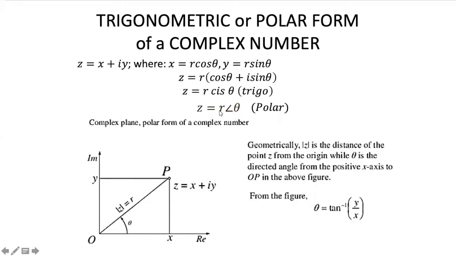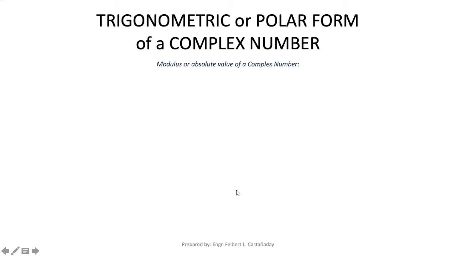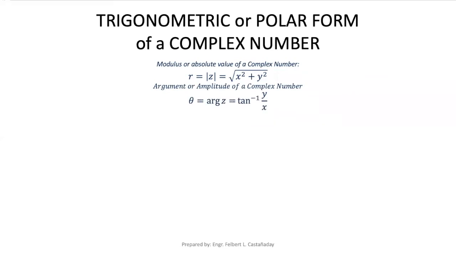So how do we determine r and theta? The modulus or absolute value of a complex number, referring to the triangle, is r, the hypotenuse. By using the Pythagorean theorem, we can determine it by taking the square root of the sum of the squares of the real numbers. So in this case, x squared plus y squared. Again, we use the Pythagorean theorem to determine the absolute value or the modulus of the complex number. Now, the argument or amplitude of a complex number can be determined using this formula. If you go back to the previous slide, tangent of theta is equal to the opposite, which is y, and the adjacent, which is x. So taking the arctangent, we get theta equals arctangent of y over x. Again, theta is the argument or amplitude of a complex number.